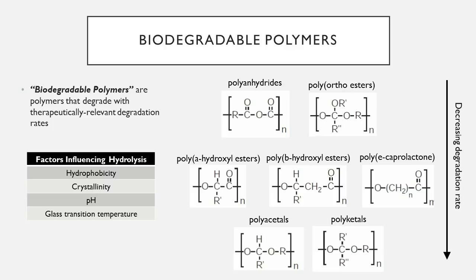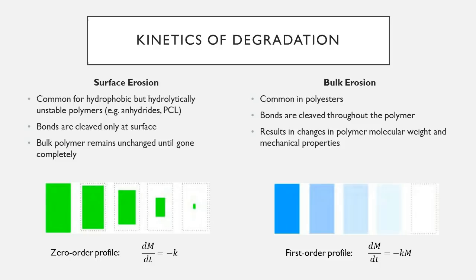Surface erosion is typically common in hydrophobic polymers that themselves are capable of being hydrolytically degraded, ones that are unstable due to hydrolysis. Classic examples, as I just previously described, were anhydrides, PCL, and these are ones where water has trouble penetrating the bulk of the material, so it typically only acts at the surface. And what's nice about this is that the bulk of the material remains unchanged. So it has the same innate material properties throughout the entirety of the degradation process. It's just the geometry might change as that surface gets eroded.